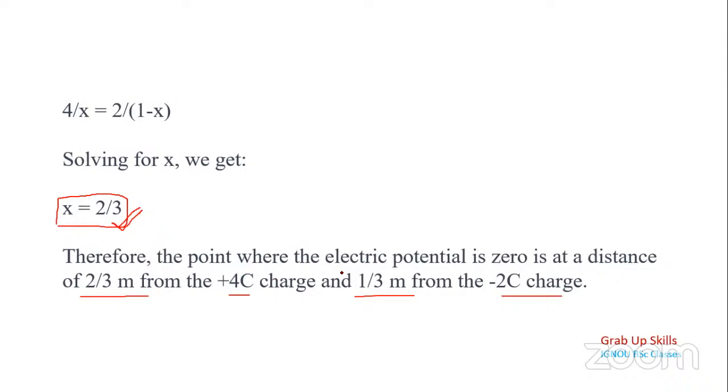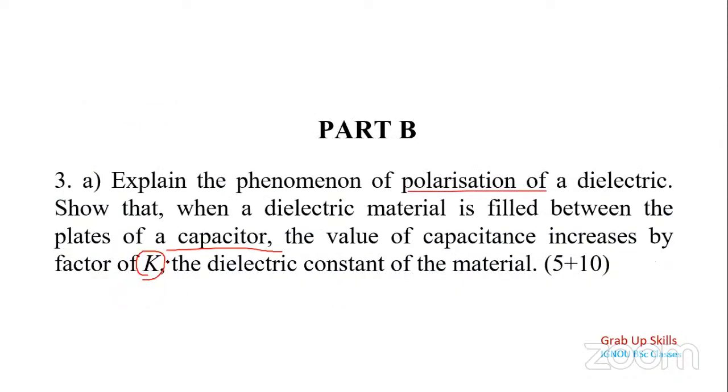So therefore, the electric potential is 0 at a distance of 2 by 3 meter from the plus 4C charge, and 1 by 3 meter from the minus 2C charge. Moving on. Explain the phenomenon of polarization of a dielectric.